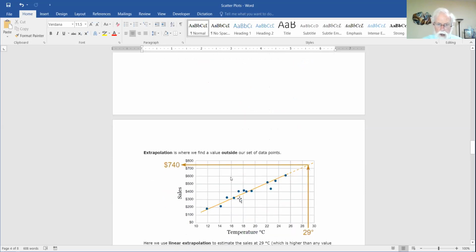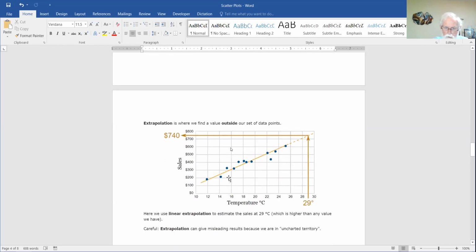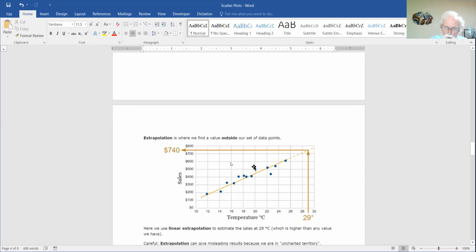Extrapolation is when we go outside the data set. Now, this is risky. And the reason it's risky is that we are assuming that there are no other factors that are going to make this line maybe go higher or maybe lower. So here we're looking at, what if the temperature is 29 degrees centigrade? Then we're estimating our sales at this level, but it is risky. And it is because we don't have any data beyond this.